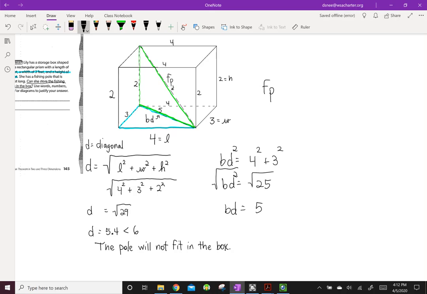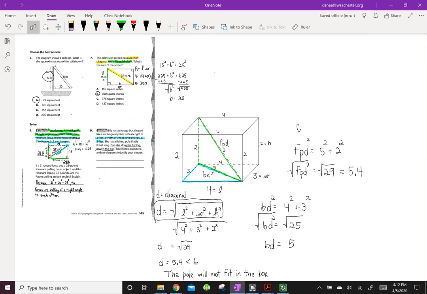So FP, or the fishing pole diagonal, is equal to the square root of 5 squared plus 2 squared. So the fishing pole diagonal is equal to the square root of 29. All right, the fishing pole diagonal is basically my C value. And so my fishing pole diagonal is approximately 5.4. And that diagonal formula over here, length plus width plus height, is definitely the easier way to go with this three-dimensional box, trying to find the length of the diagonal.